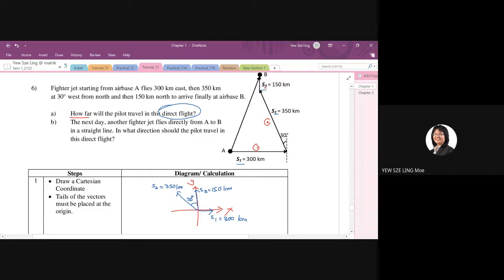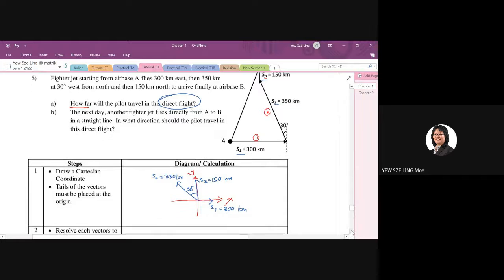If the question is asking for the total path travelled, then you are going to find the total distance. Remember what we learned yesterday, the difference between distance and displacement. So distance, you just add them up, 300 plus 350 km plus 150 km. If the question is asking for displacement, then you have to calculate the resultant.